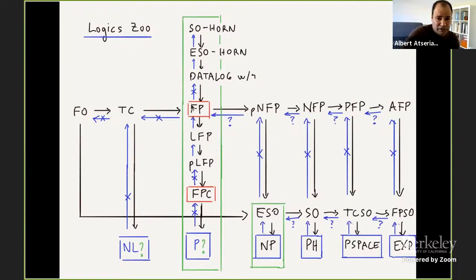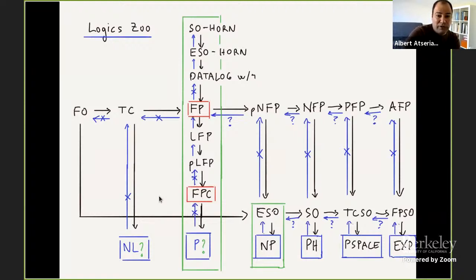So there are two logics that are particularly important: fixed point logic and fixed point logic with counting. Fixed point logic with counting is the focus that I want to give here. It's quite close to polynomial time in a quite clear sense and well understood. So let's get into that.